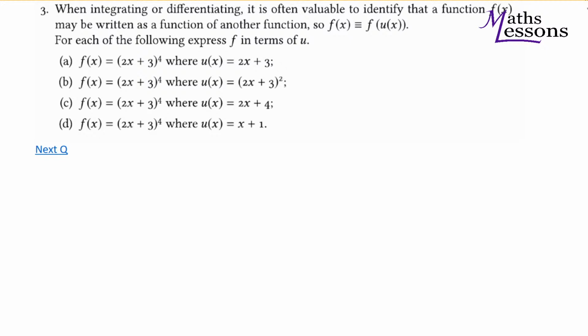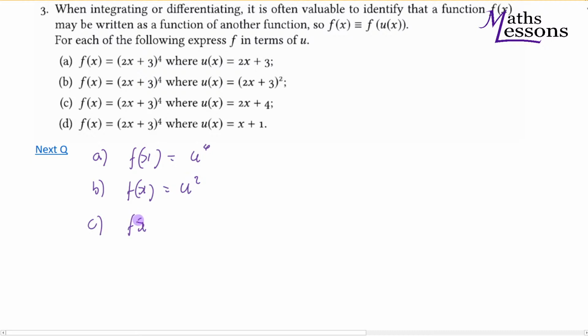Okay, time's up there. So we got f, as I said in part A, f of x will just equal u to the 4, because u of x equals 2x plus 3, so this is going to be u to the 4. Part B, f of x, again we got u is equal to 2x plus 3 squared, and we want this to the 4, so it's just going to be u squared.